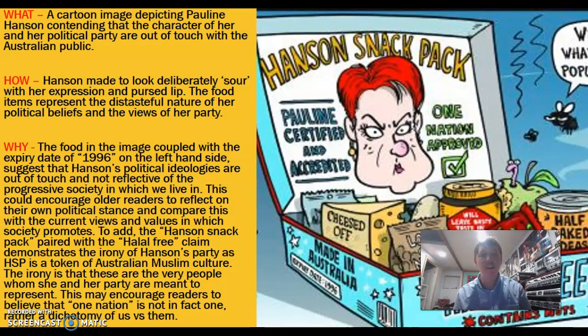This may encourage readers to believe that one nation is not in fact one, rather a dichotomy of us versus them. So us, whoever that may be, in Pauline Hanson's case, it's the white Australia, which she so heavily promotes. We can't talk about our own opinions, but this article definitely paints Pauline Hanson as xenophobic and racist, and this is what this image is supporting. So that's just one interpretation of an image.